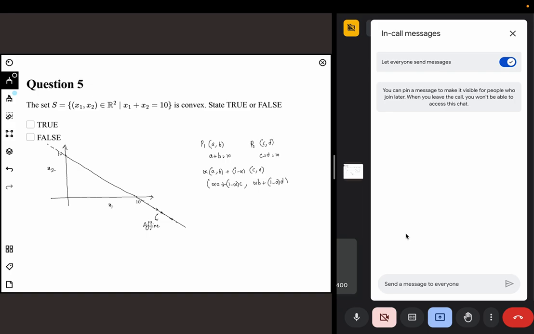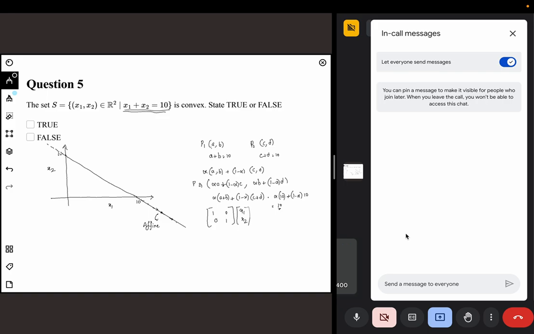Now if I substitute this in the equation, x1 plus x2 will be alpha into (a plus b) plus (1 minus alpha) into (c plus d). So this is alpha into 10 plus (1 minus alpha) into 10. That is just 10. So when I do the linear combination, that point P is also satisfying this particular equation. So P also lies on that line. All I wanted to show here is that when you have linear equality constraints, something of the form Ax equal to B, you can write it this way.